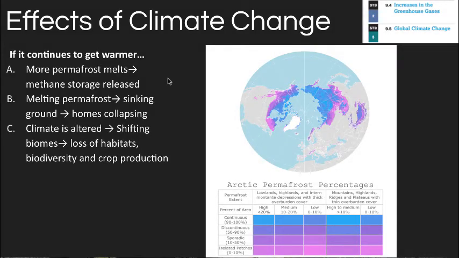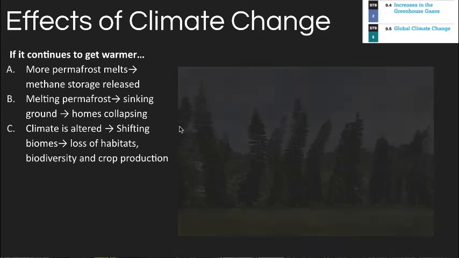The last slide of effects: if the ocean continues to warm, more permafrost will melt. So we have our permafrost. We're looking at the globe from the top here. Continuous permafrost is ground that's always frozen, and then sporadic and discontinuous is ground that's mostly frozen throughout the year. The issue with this, besides habitat, is that there's a lot of methane storage in the permafrost. So as that melts, the methane is released, and methane is a greenhouse gas, which will trap more heat. So right now it's kind of locked up in there. It can be released and cause further warming.